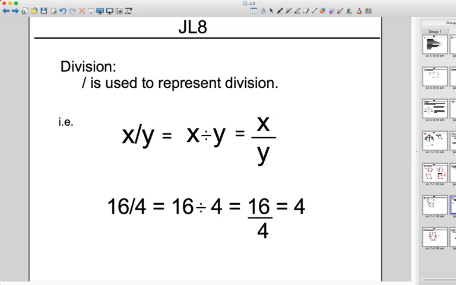Division, the slash or over is used to represent division. So x over y is x divided by y, or x over y. Similar thing with numbers, 16 over 4, 16 divided by 4 will give you the answer of 4.